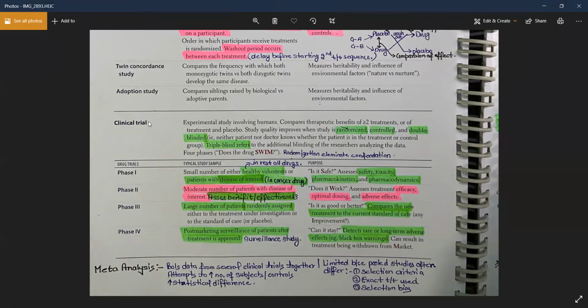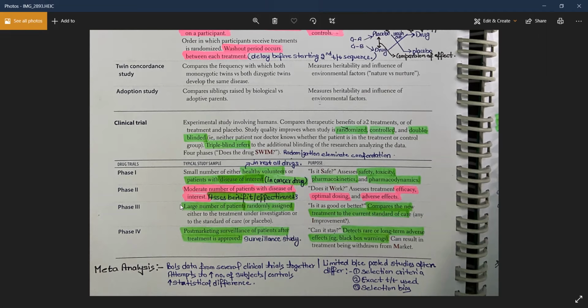Okay. If you want to increase the study quality, you need to do 2, 3 things. Then the 4 phases of the trial we have discussed. In phase 1, only healthy individuals will be taken. In phase 2, a moderate number of patients will be taken, and these will be diseased patients. Why do you do phase 2? In order to check whether a drug is working or not.